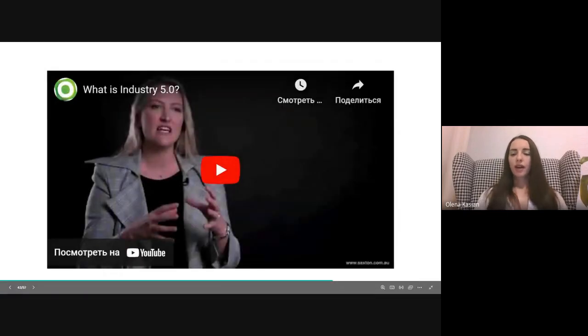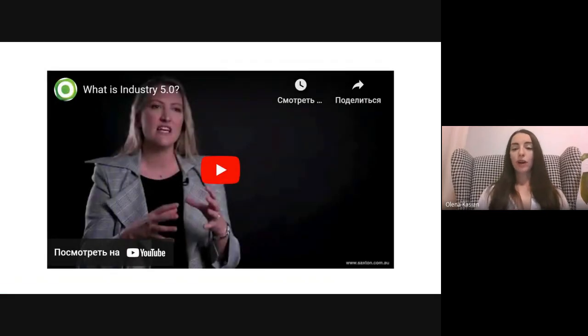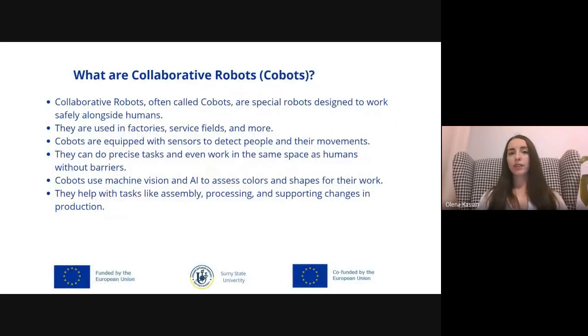Okay, and there is a second part of this industrial revolution, and this would probably be a main part. This is robots. And we have two terms: collaborative robots, the first one, we call them cobots. So what are collaborative robots?